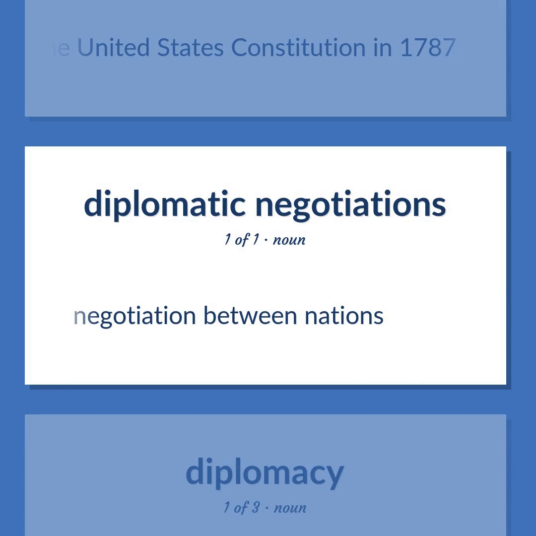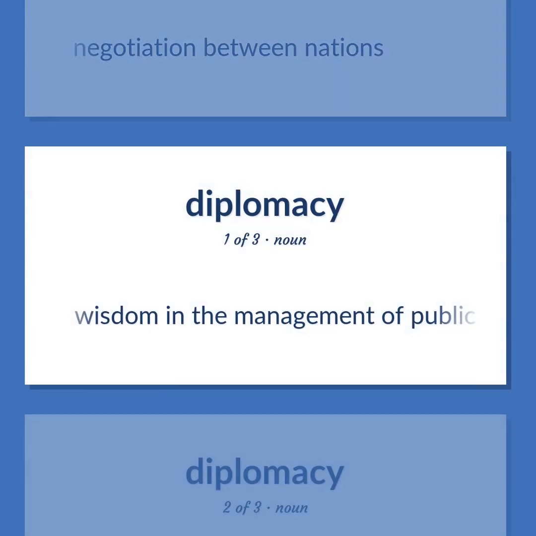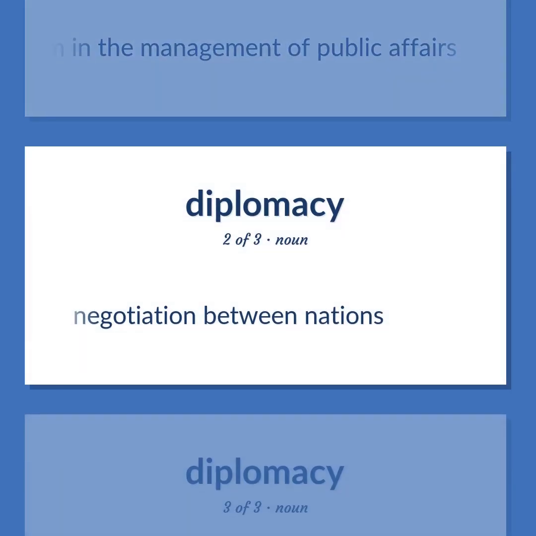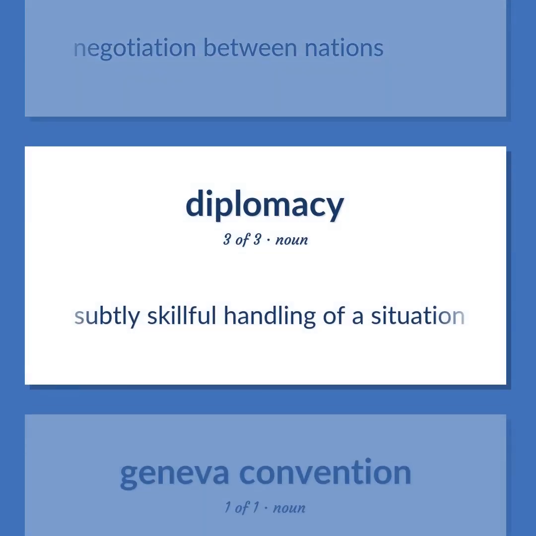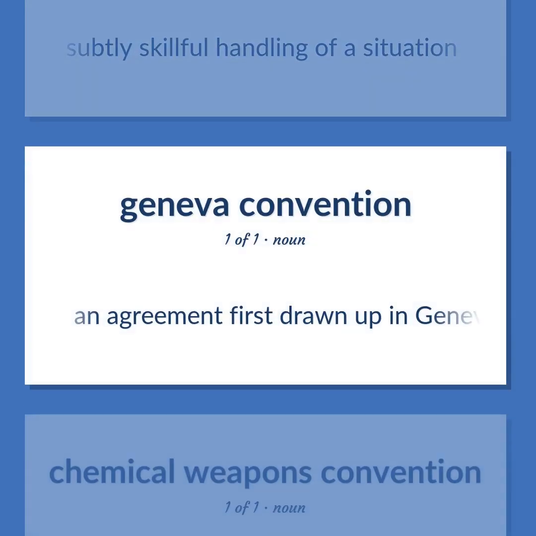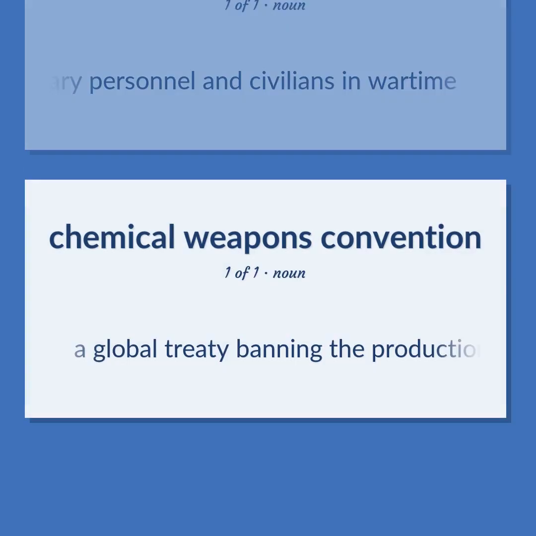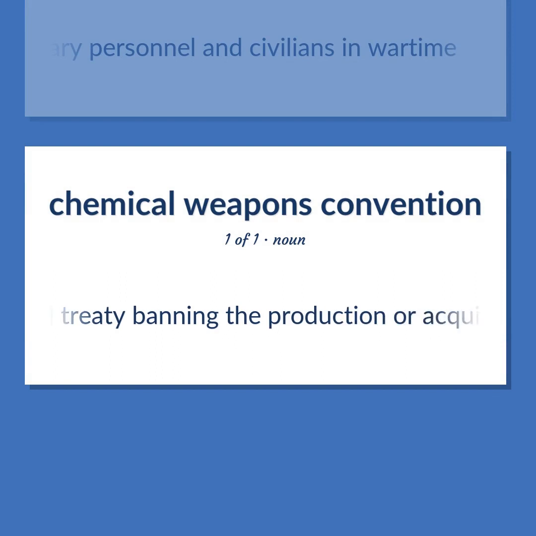Negotiation between nations. Wisdom in the management of public affairs. Negotiation between nations. Subtly skillful handling of a situation. An agreement first drawn up in Geneva in 1864 and later revised concerning the treatment of captured and wounded military personnel and civilians in wartime. A global treaty banning the production or acquisition or stockpiling or transfer or use of chemical weapons.